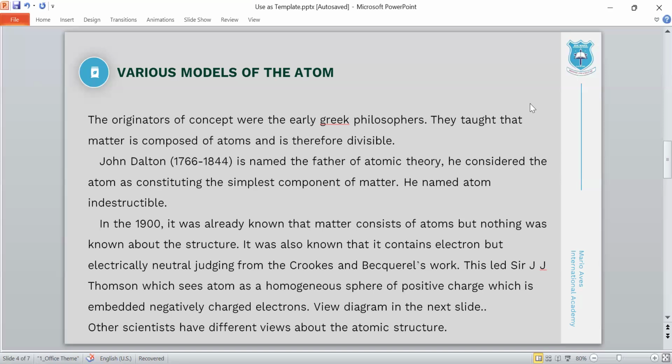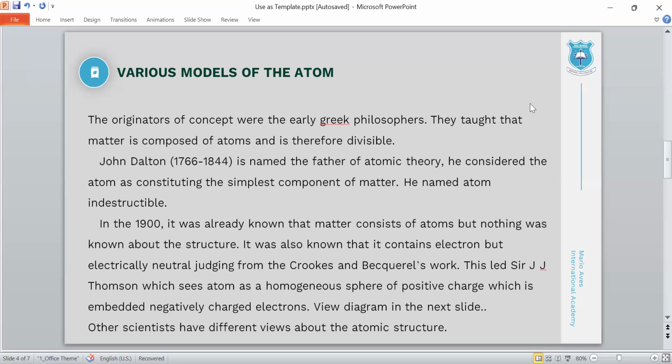But in the 1900s, it was already known that matter consists of atoms, but nothing was known about the structure of the atom, which is contained in the matter, which is known to be the smallest part of matter. It was also known that it contains electrons, but is electrically neutral, judging from the Crookes and Becquerel's work. The two scientists, I think they are physicists, W. Crookes and Henry Becquerel, did some work on atom existence and noticed that atom possesses a charge, which they termed electron.